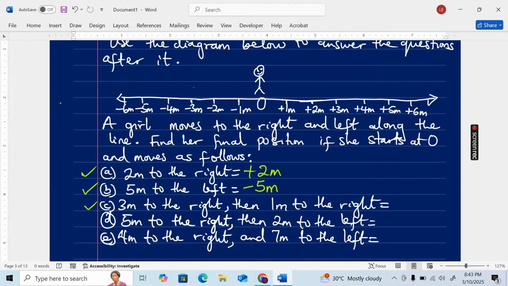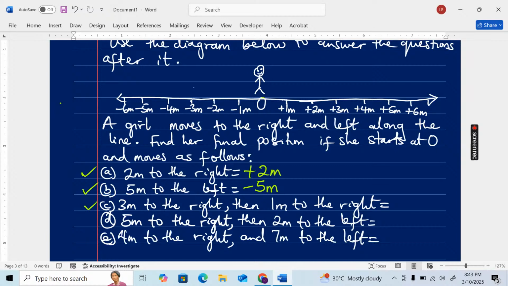The C part of the question: 3 meters to the right, then 1 meter to the right. What will be our final position? Post your answer in the comment section and make sure your name is beside your answer.